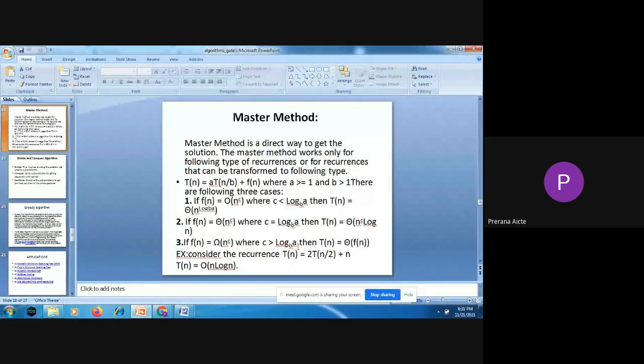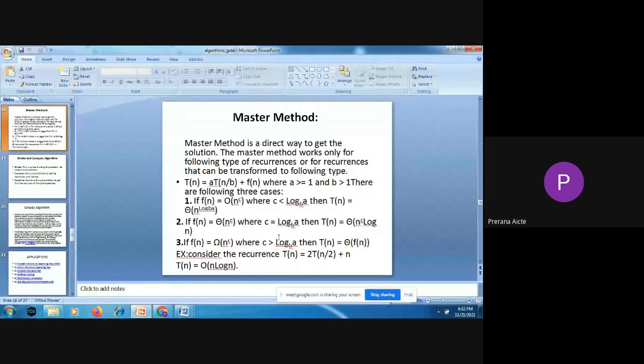Depending on that, we decide the time complexity for that recurrence relation using the master method instead of solving using the substitution method. This is the shortcut way to find the time complexity for the given recurrence relation using the master method based on the condition. Here you have to assume the given function f of n is of the form n power c. You need to check whether c is less than log a base b, or c equal to log a base b, or c greater than log a base b.